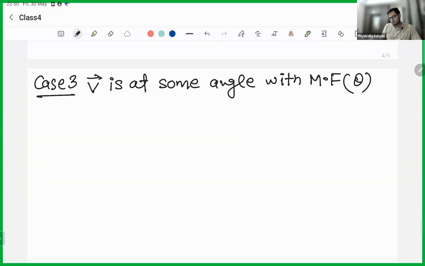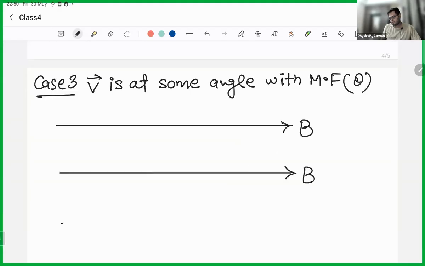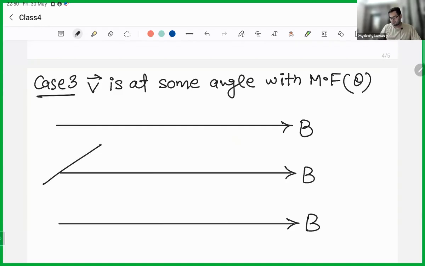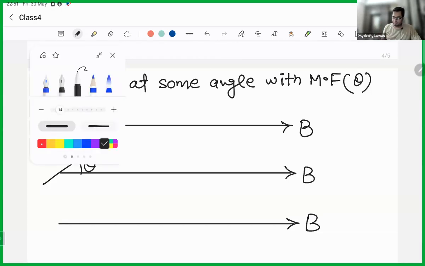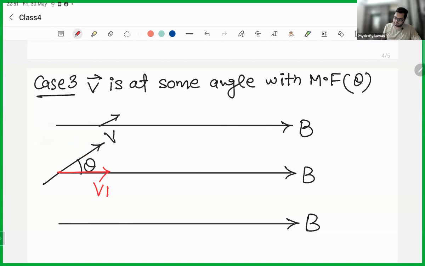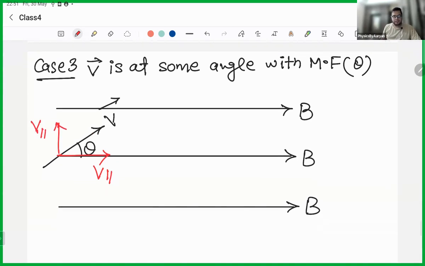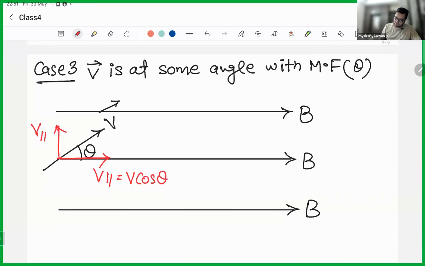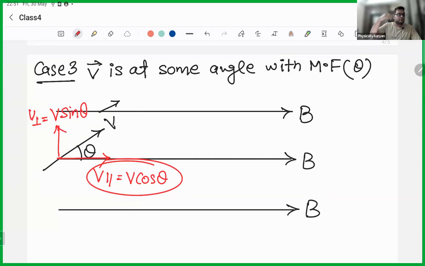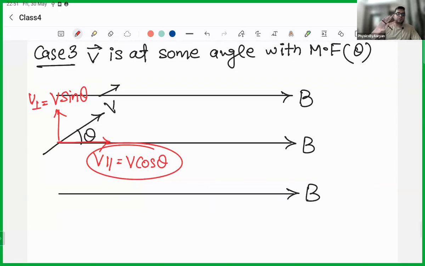So now what you see here is you have a magnetic field. Let me draw the magnetic field, and this is your velocity. So velocity is at some angle theta. Now I can solve this problem by mixing the first two cases, because velocity has two components. One component is the parallel component, v cos theta, and the second component is the perpendicular component, v sin theta. So this is my case number 1 and this is my case number 2, because now velocity has both components, parallel as well as perpendicular. So I will see the combination of both.